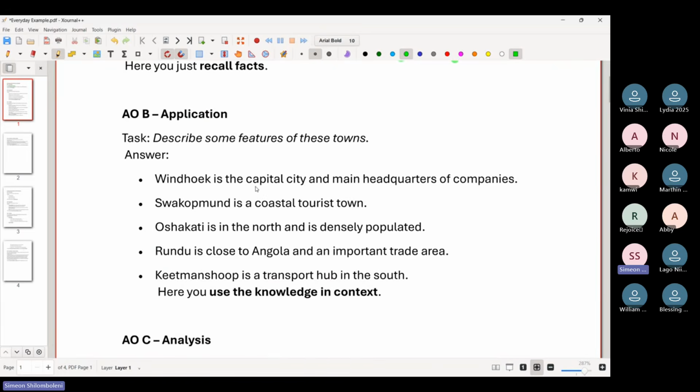Windhoek is where you find the capital city. You are talking about the features of that town. It's where you will find the capital city. Swakopmund is a tourist destination city. Oshakati is densely populated. It's in the north. Rundu is close to Angola. It's where most of the trades are taking place. You are just explaining. You are not discouraging anything. You are just building on what you know about that town.